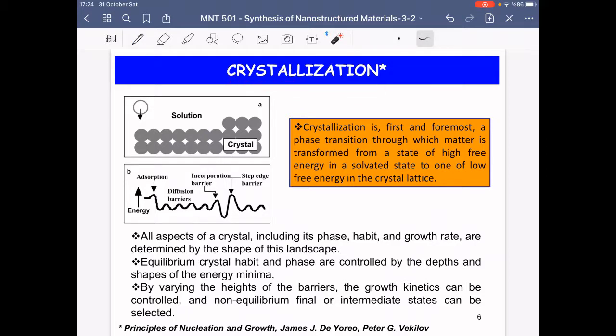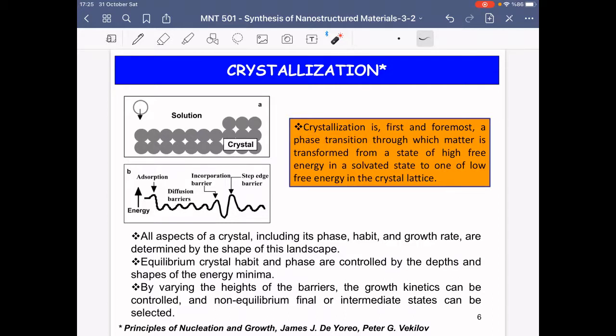Okay, it is first and foremost a phase transition through which matter is transferred from a state of high free energy in a solvated state to one of low free energy in a crystal lattice. Like Bilge Hoca mentioned to you so many times, what the system is trying to do is reduce its free energy. Then things happen spontaneously. So a state from a high free energy to a low free energy crystal lattice is the main understanding of crystallization.